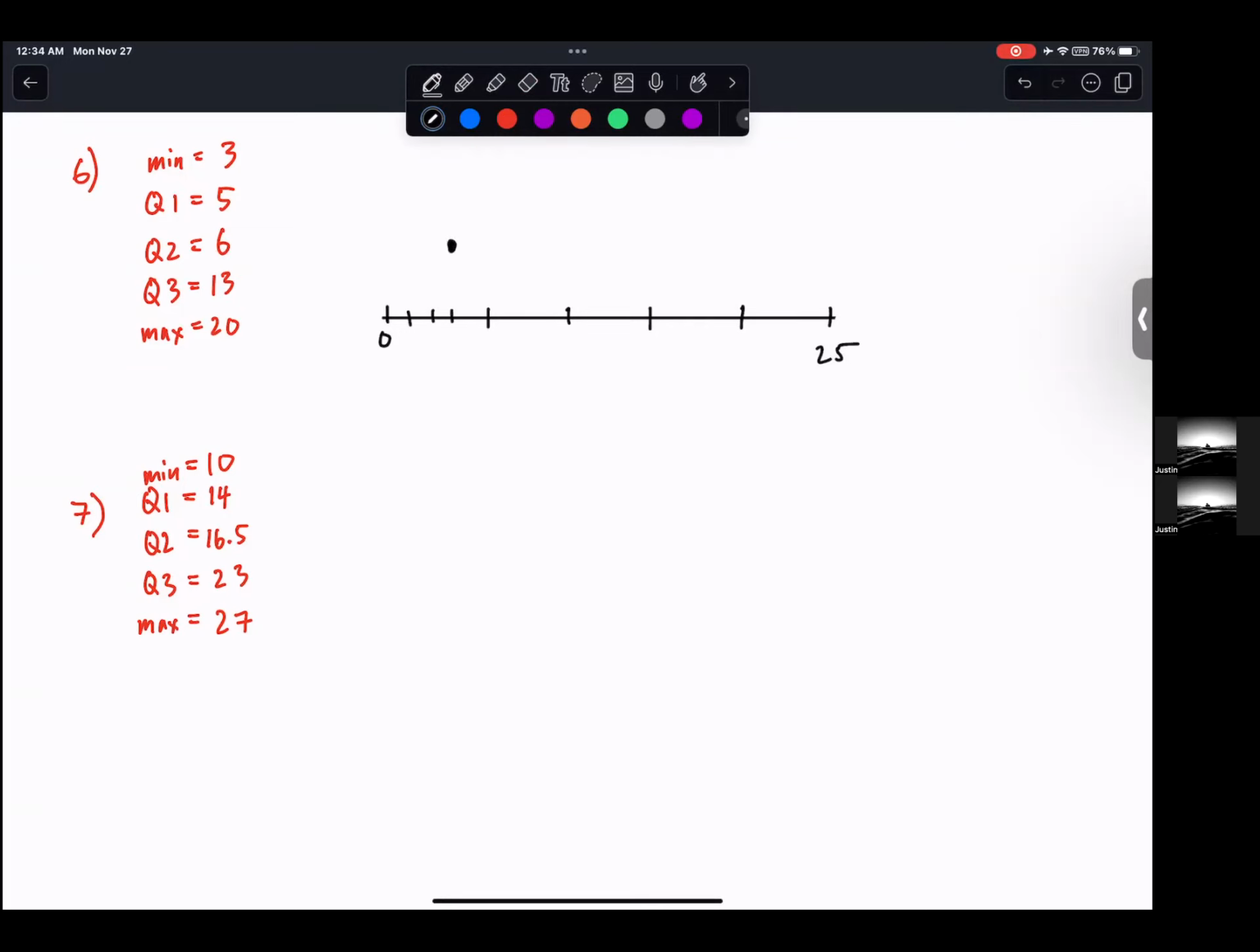That's the first dot. Second one would be at 5. That's right here. This is 5, right? So that's 5 right there. And then 6 is right next to 5. And then this is 10. Here's 10. This is 15.